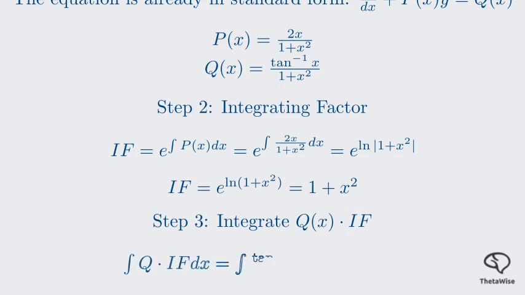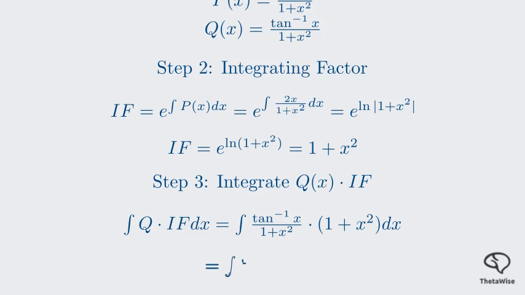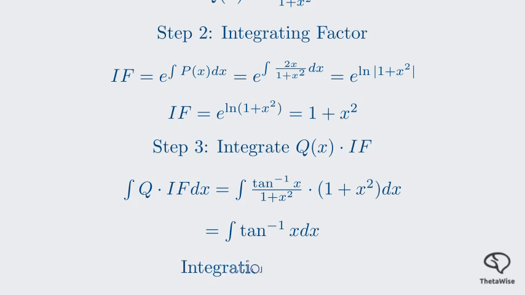Notice that the denominator of q, which is 1 plus x squared, cancels out perfectly with our integrating factor. This is a very common and intentional outcome of this method. We are left with a single integral to solve, the integral of tangent inverse of x. This integral requires integration by parts.